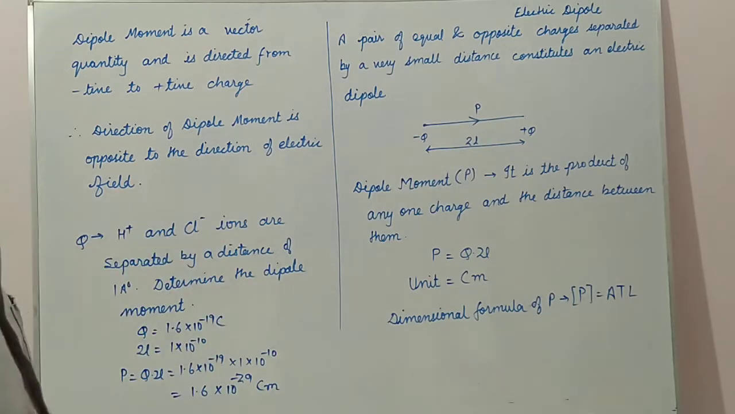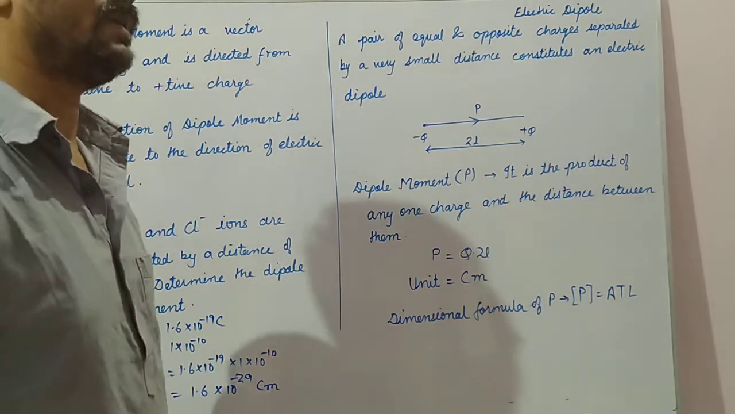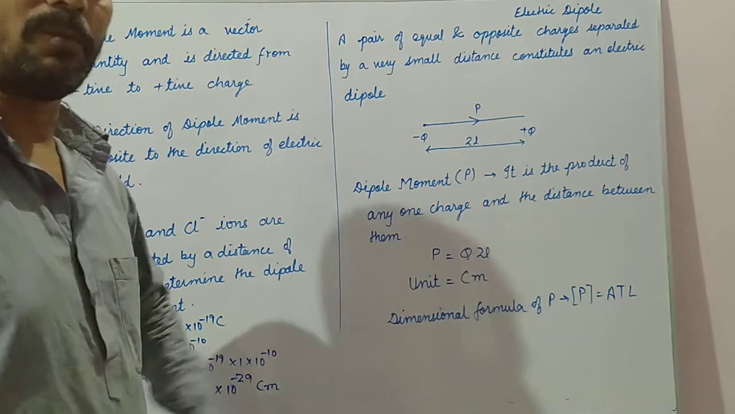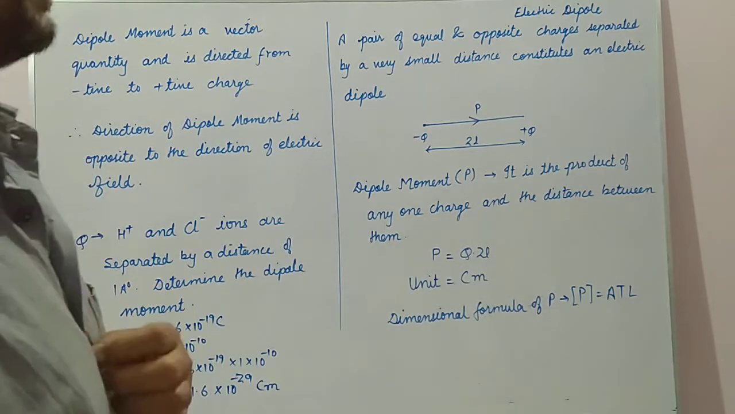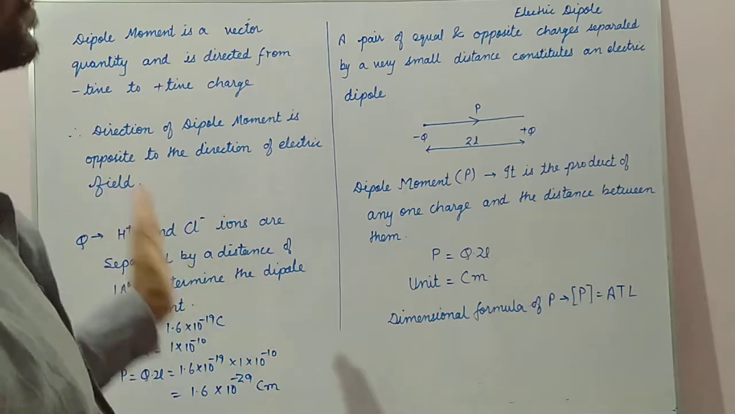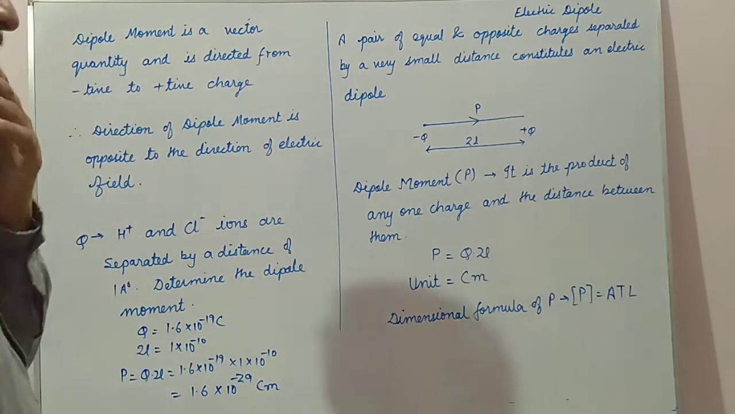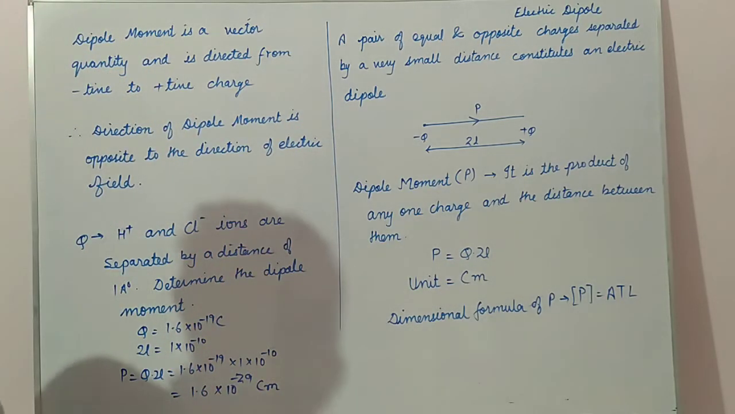Earlier we have studied electric field, and the electric field was directed from positive to negative charge. Here the dipole moment is directed from negative to positive charge. Therefore, we may conclude that the direction of dipole moment is opposite to the direction of electric field, because electric field is directed from positive to negative charge and dipole moment is directed from negative to positive charge.